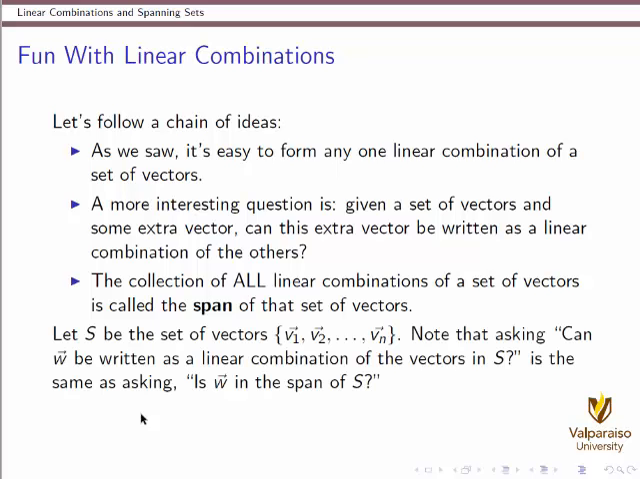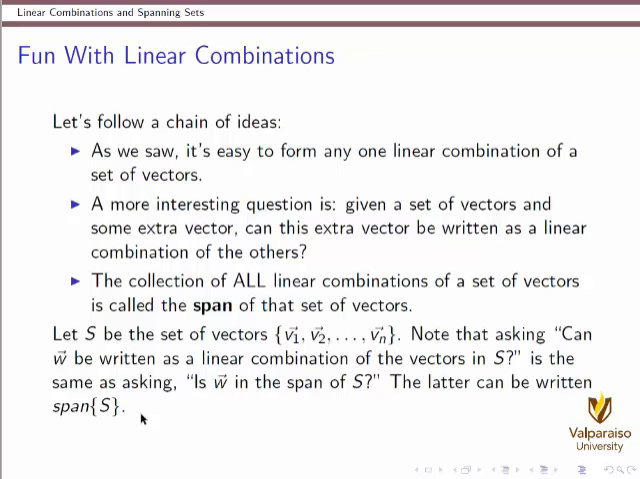So when we collect our vectors, we put little wiggly brackets around them to indicate we've collected them together into a set. And asking whether this new vector W can be written as a linear combination of those vectors in the set is the same thing as asking, is this vector W in the span of that set?